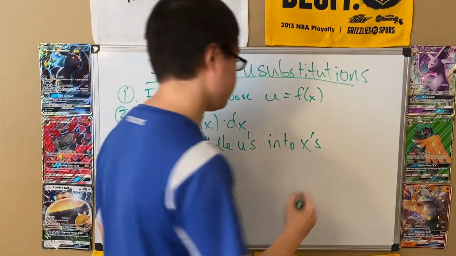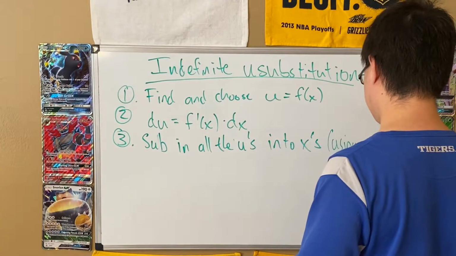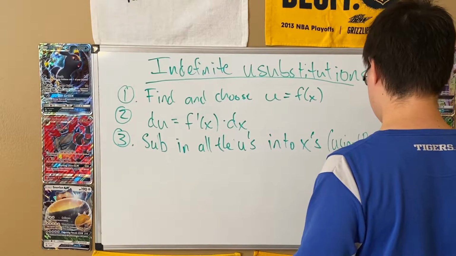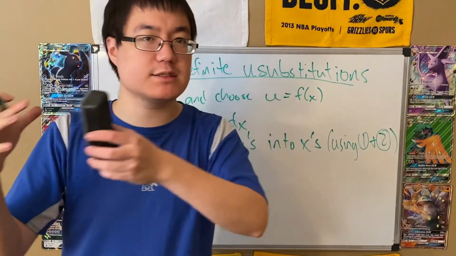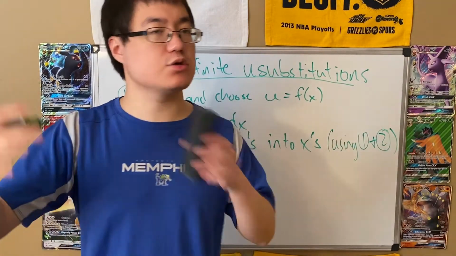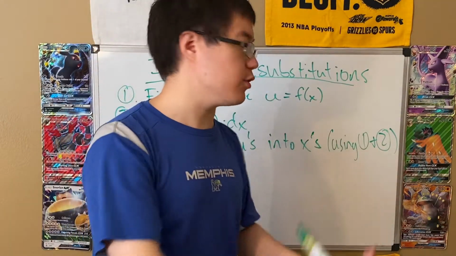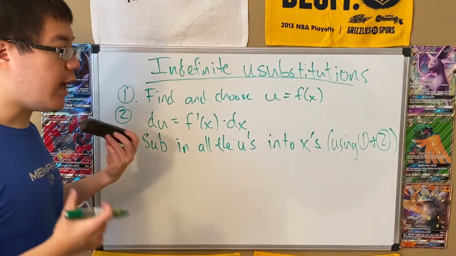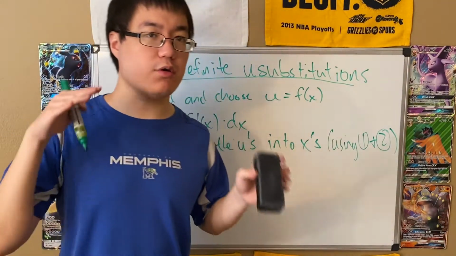Using steps 1 and 2. So again, we're changing all of our x's to u's. We don't like the variable x because it's too complicated. We're going to go to our variable u using these first two steps. And we're not greedy folks, so we're not going to do everything all at once.